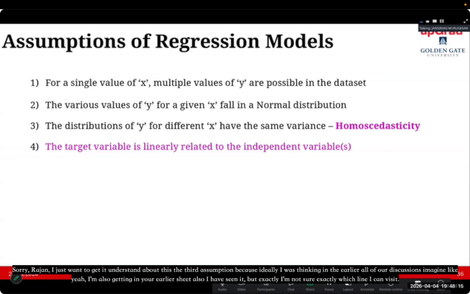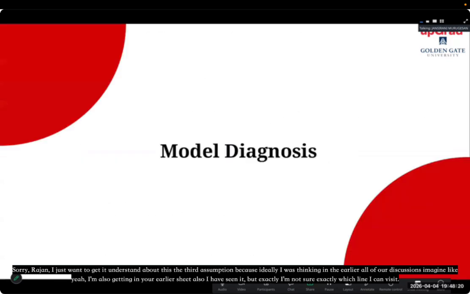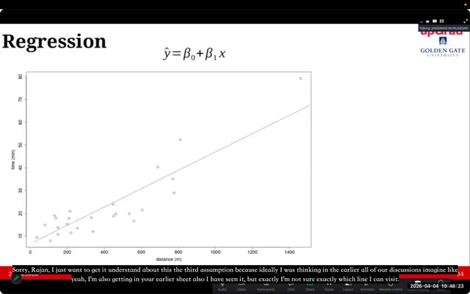I just want to understand about this third assumption, because I was thinking in the earlier discussions, the outcome variable, we are getting, is one of these three classes. Imagine one of these three. So we have to choose them. For example, I have my X value.